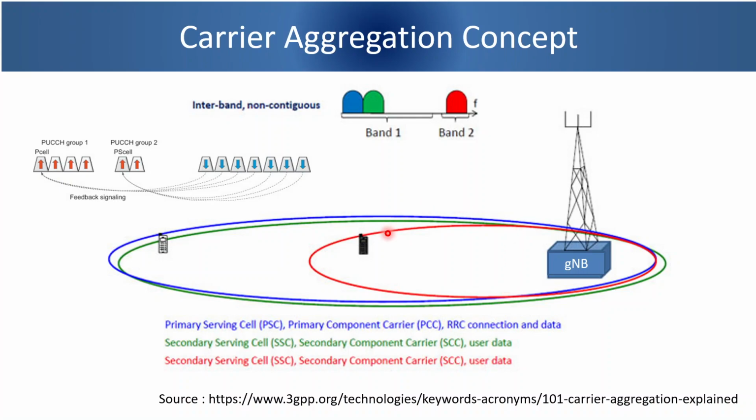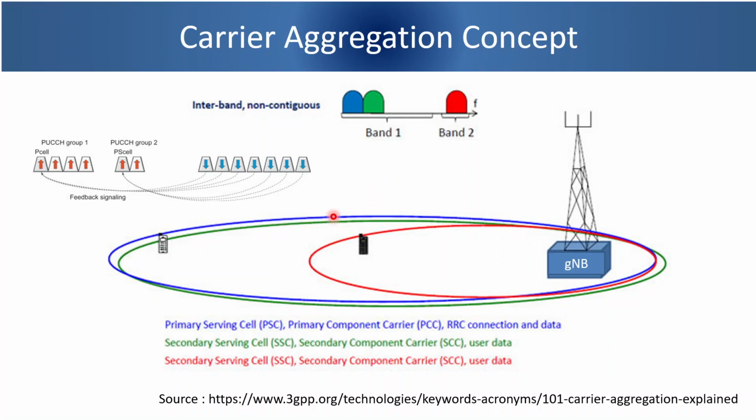Let us look at how control channel and data is transmitted over the aggregated channel bandwidth. Let us look at an example where three component carriers are aggregated. Two are from band 1, these are contiguous, and then from band 2, one component carrier is getting aggregated. So three component carriers are getting aggregated.